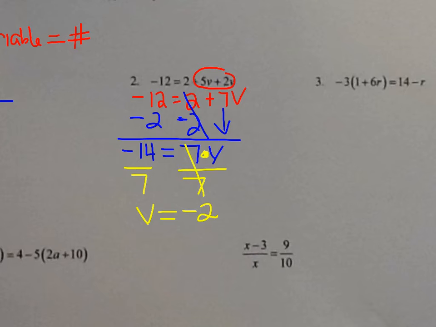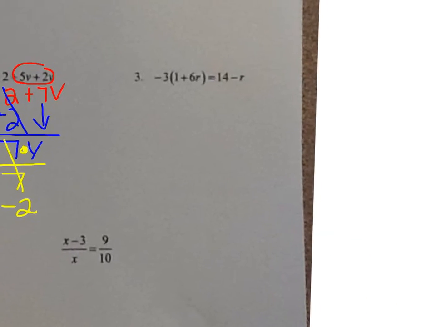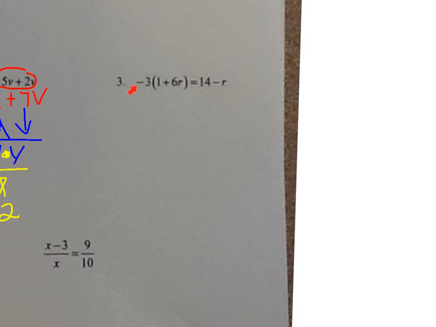Okay, so let's look at the next one, number 3. Number 3 is negative 3 parentheses, so that means I have to distribute the negative 3 to everything inside the parentheses. Equals 14 minus r here. So we're going to distribute the negative 3 first.